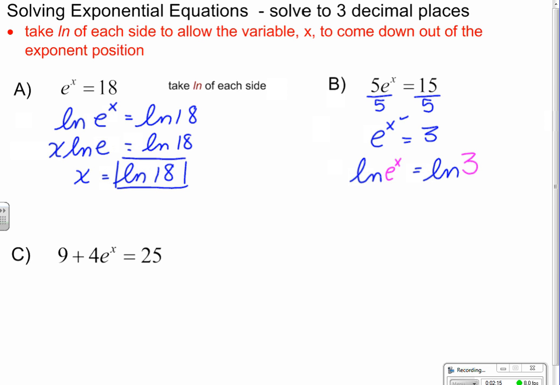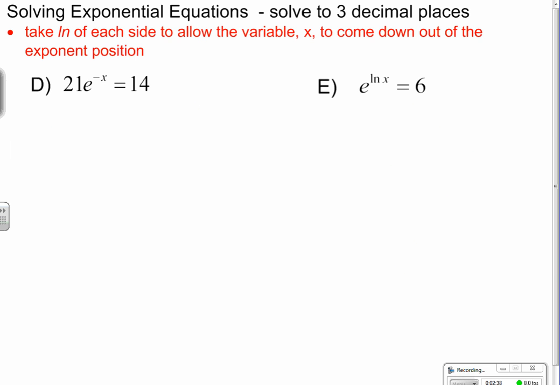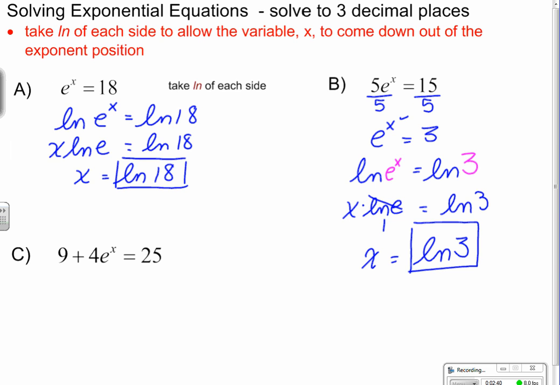Once again, this turns out to be x because x comes out front and it becomes a multiplier, and I get x times natural log of e, but that is 1, and this will equal natural log of 3. Therefore, x is equal to natural log of 3. Plug it back in up on top and you'll see that that works. I might have missed one. Letter C there.